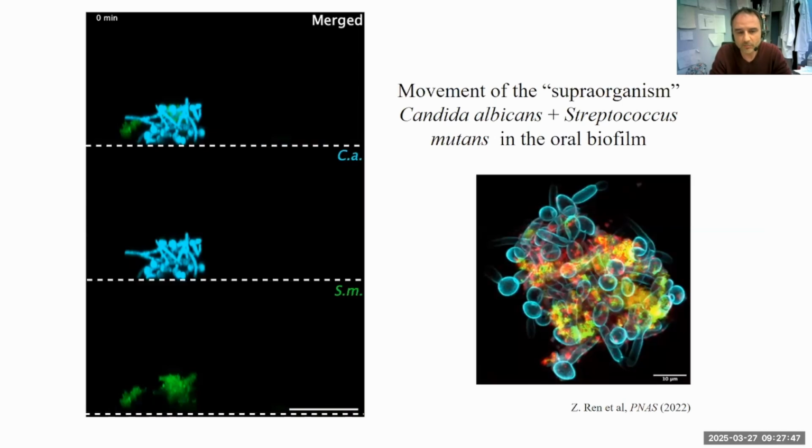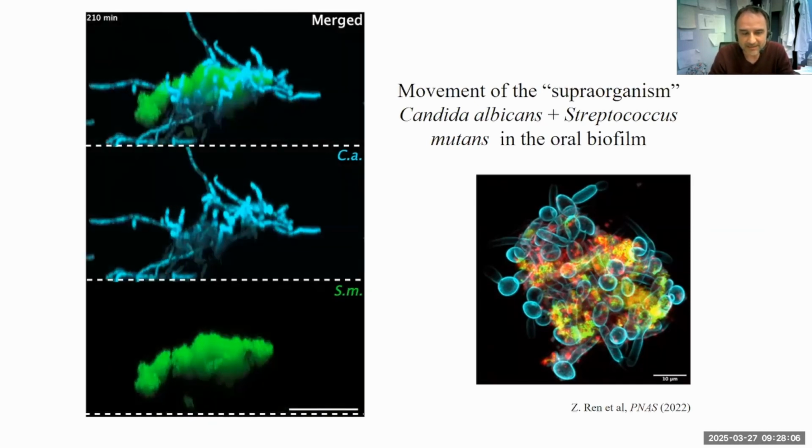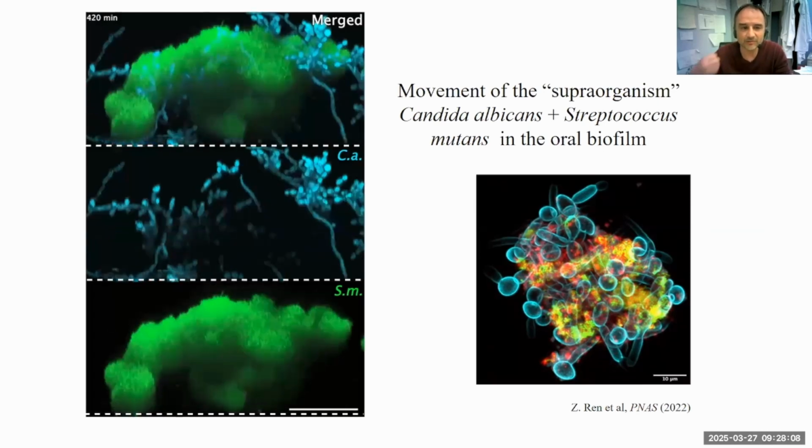You can see how they move in this video. I'm going to show you here on the left. So here we mark streptococci, here we mark the Candida, and if you look at the top panel, we have labeled both, the yeast and the bacteria, and you will see that with time, the yeast start to produce hyphae, and then as if they were legs, they carry on their shoulders the streptococci, which at the same time also grow.